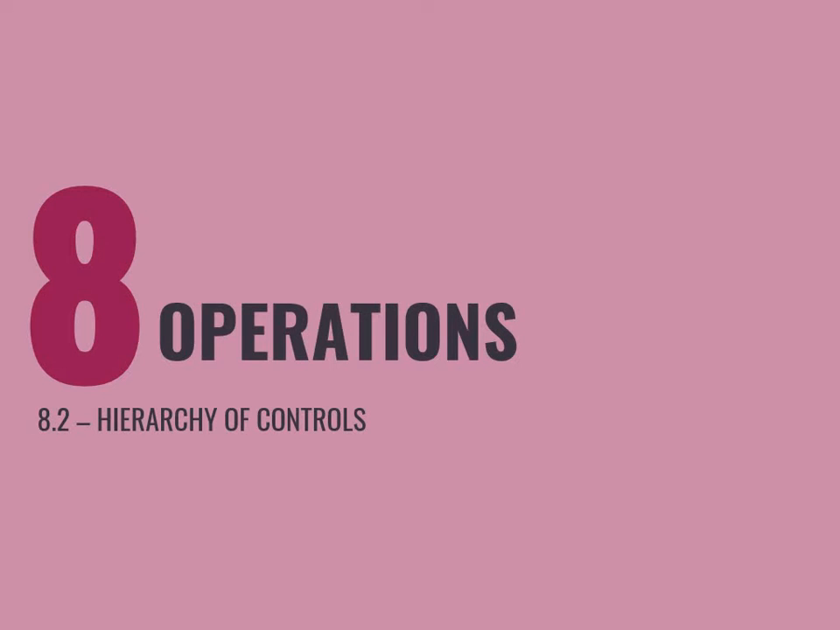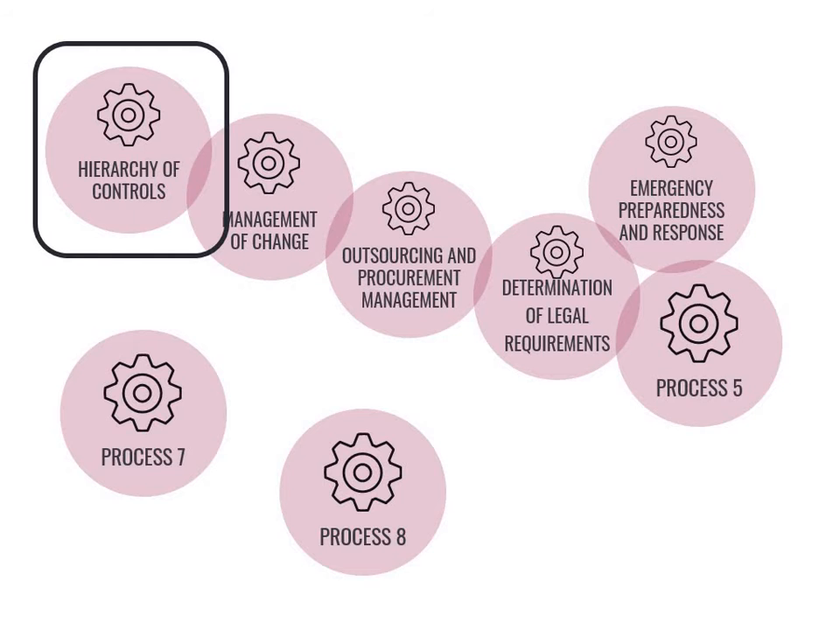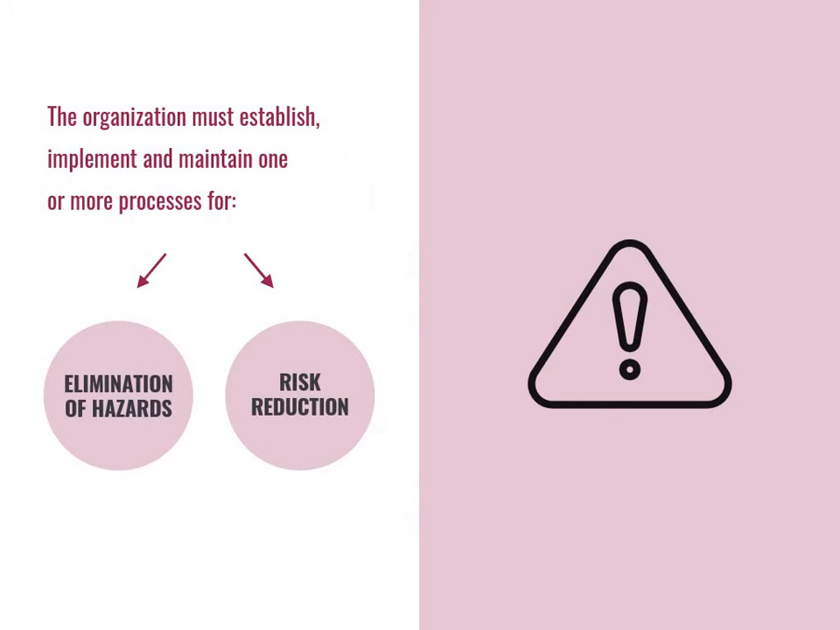Subchapter 8.2 Hierarchy of Controls. We will start from Hierarchy of Controls since it's the first topic of Clause 8. By control, we mean everything that your company puts in place to eliminate hazards and reduce risks.